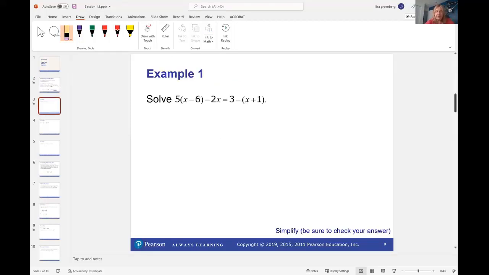If I want to solve this equation, I'll show you the steps. The first thing we want to do is get rid of the parentheses. So the first step is eliminate parentheses. How do I do that? Whenever I have something that looks like this, I have to distribute. We're going to distribute the 5 to the x minus 6, because that's going to help me eliminate my parentheses. So the first thing I'll do is distribute.